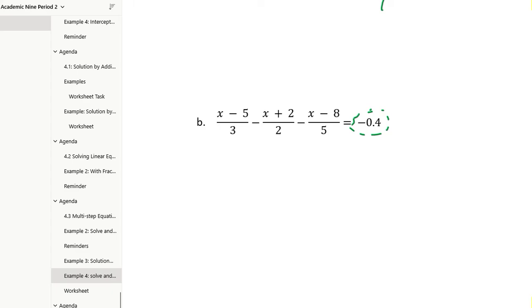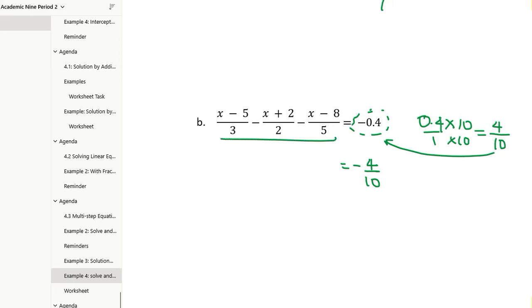So in here we have -0.4, and what I'll suggest is changing this to a fraction. We know that 0.4 is a tenth, which means that we're multiplying both the top and the bottom by 10. So once you multiply the top and bottom by 10, what we have is 4 over 10, which is our fraction. So if you put your fraction back in here, it will become -4 over 10. So in here you can easily solve your left side by finding the lowest common denominator, which in this case will be 15.